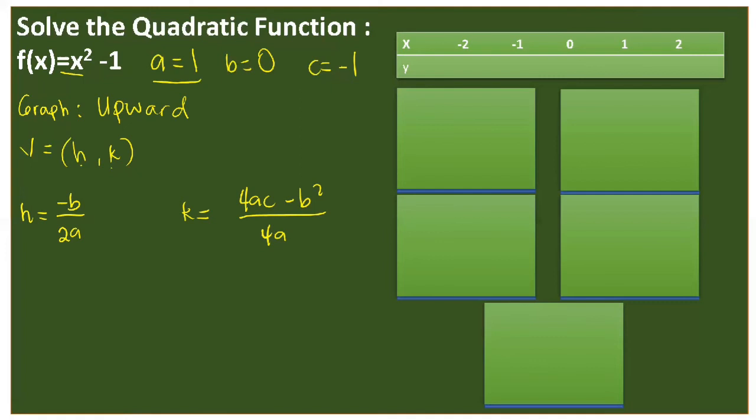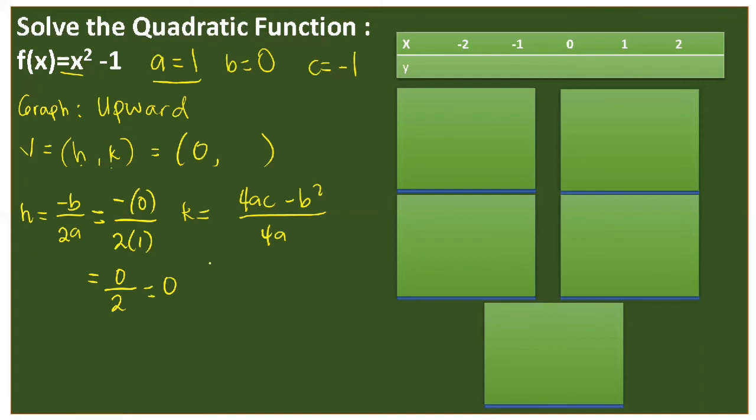Now, let's have the vertex. Our vertex consists of h and k. Let's substitute the real numbers into the formula. Let's start with negative, and then substitute the value of b, which is 0, over 2 multiplied by a, which is 1. Next is to simplify. 0 over 2 is equal to 0. Therefore, h is 0.